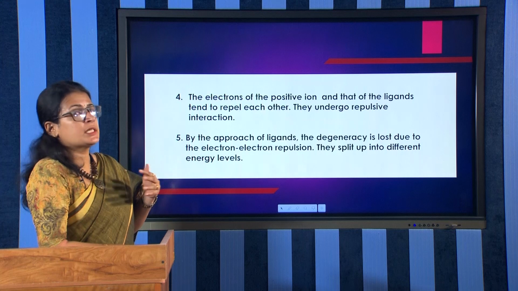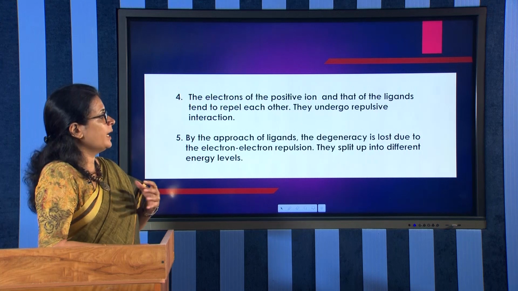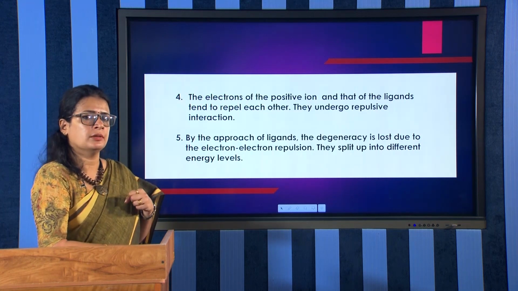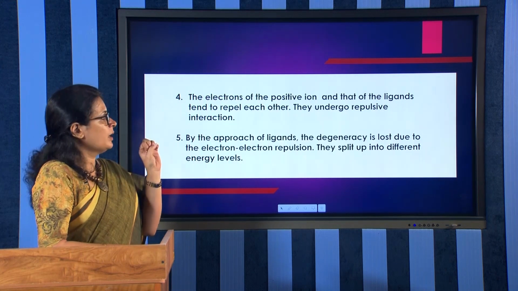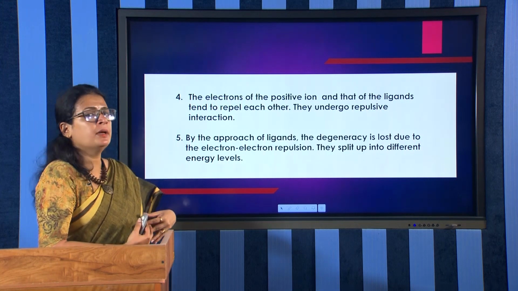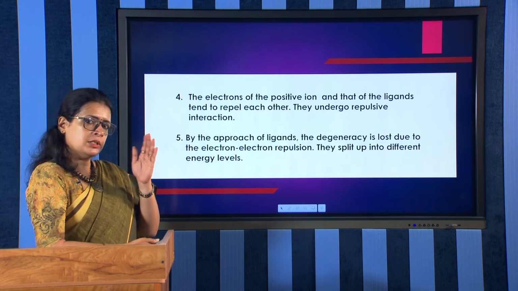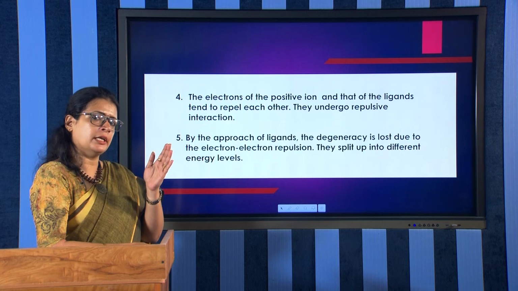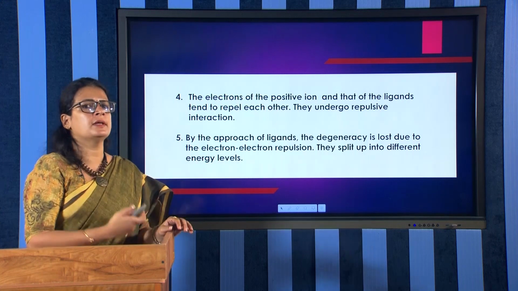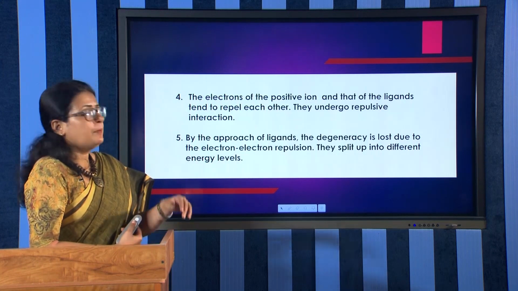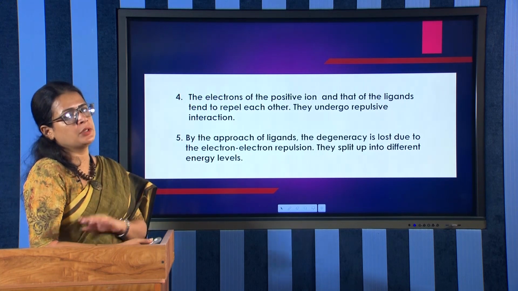The electrons of the positive ion and those of the ligands tend to repel each other. They undergo repulsive interaction. The positive ion, the central metal atom, also has electrons and the ligands also have electrons. When electrons come together, there will be a repulsive interaction. By the approach of the ligands, the degeneracy is lost due to the electron-electron repulsion.